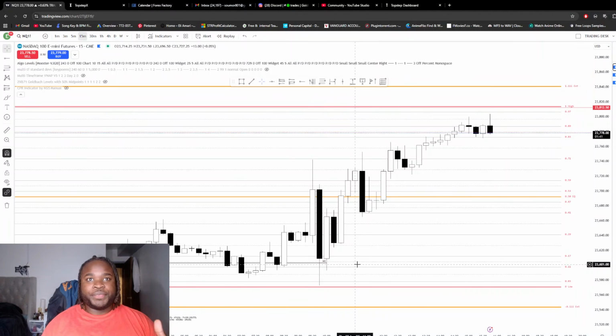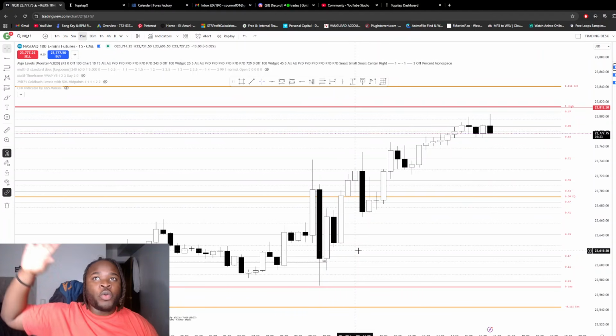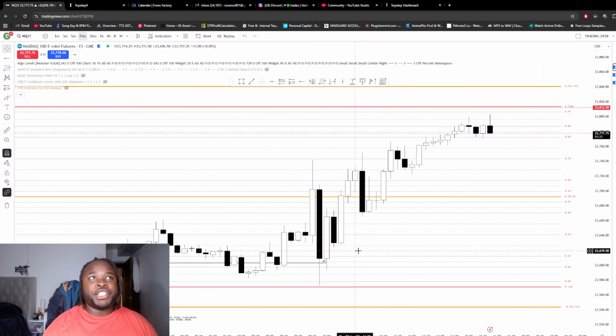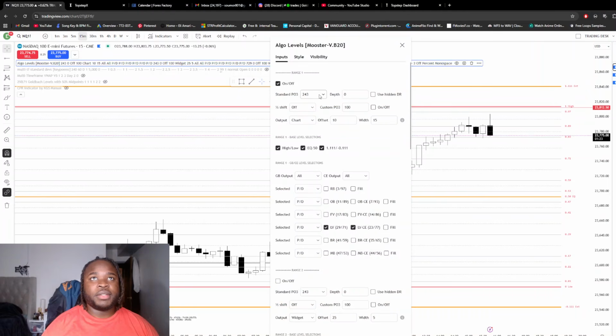Okay, when price is expanding, meaning that it's creating higher highs and moving into new ranges, you want to expand into a higher PO3, right?